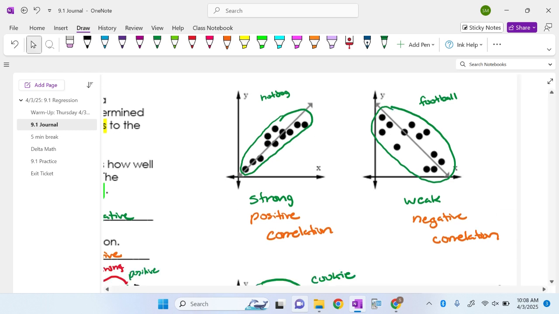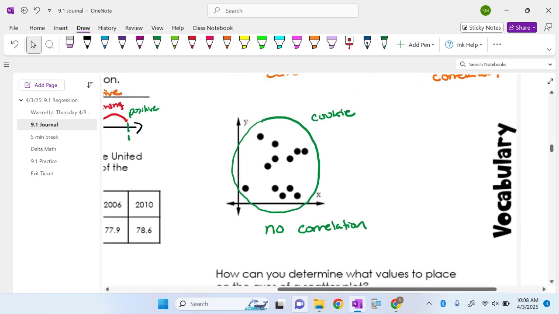Now, if there's no correlation, that means the R value is exactly 0 and it doesn't have either a positive or negative direction. There's literally no direction. So if you have no correlation, your answer is just no correlation.